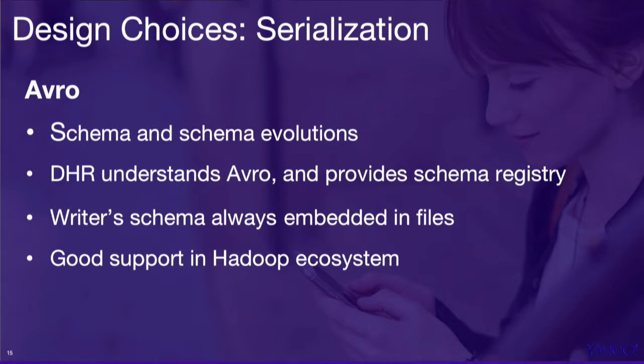Our transport mechanism, DHR, which we talked about earlier, also supported Avro schemas natively, and it also provided for schema registries, which it had to use for its internal purposes. One of the good things about Avro is that the Avro object container files have the writer schema embedded in them, so there's confidence that you can always read an Avro file that was written out. And last but not least, in favor of Avro was good support in the Hadoop ecosystem. There's enough toolset available out of the box to manipulate Avro data using MapReduce or Hive or Pig.